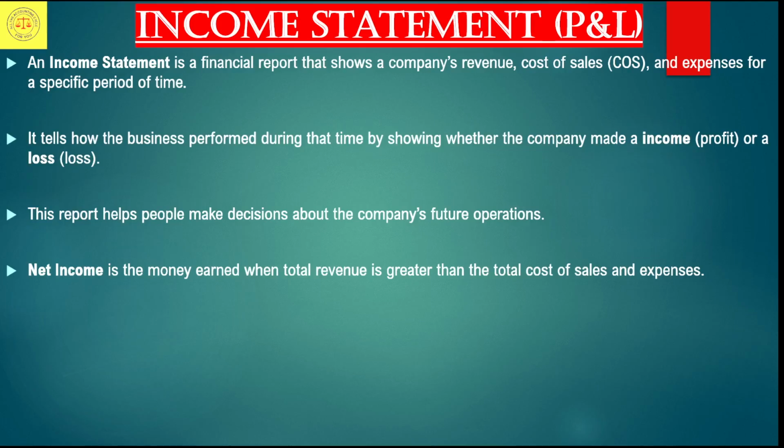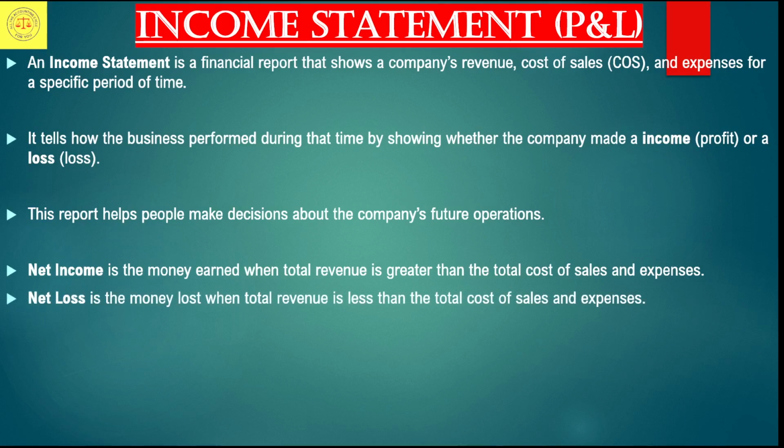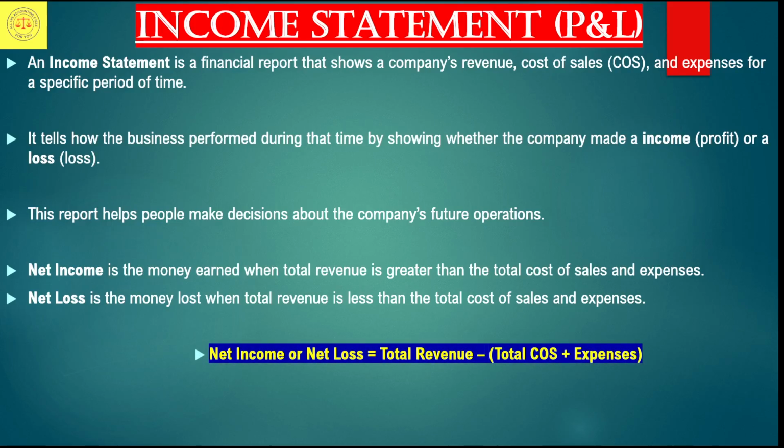Net income is the money earned when total revenue is greater than the total cost of sales and expenses. Net loss is the money lost when total revenue is less than the total cost of sales and expenses. So in other words, this is a math equation: net income or net loss equals total revenue minus the addition of total cost plus expenses.